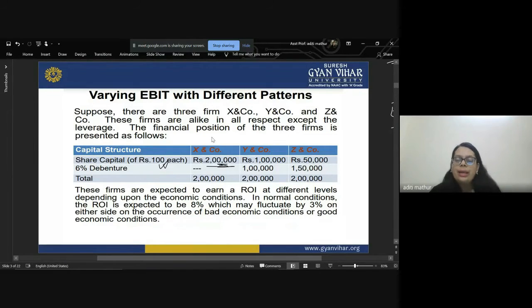So for the X company, it is 2000. For Y, it is 1000. And for Z, it is 500, right? So what we did, we simply divided the share capital's equity amount by 100 so that we can get the total number of equity shares. And 6% is our debenture rate. So we can easily calculate the interest. So for the first company, there is no interest element. For the Y, it is 1 lakh into 6%, and for the Z, it is 1 lakh 50 into 6%.